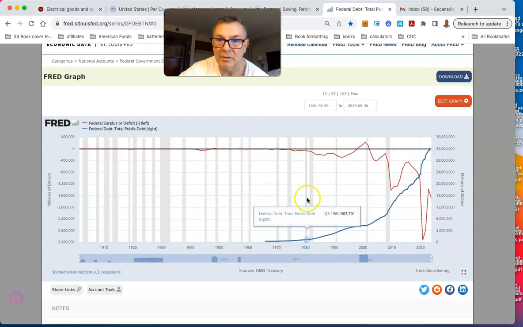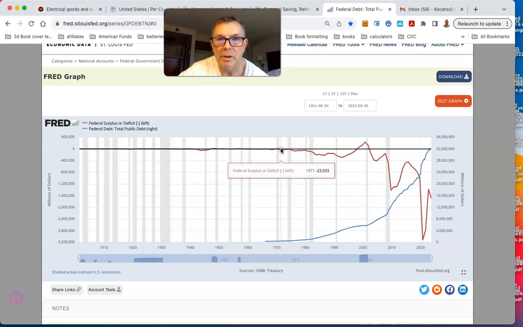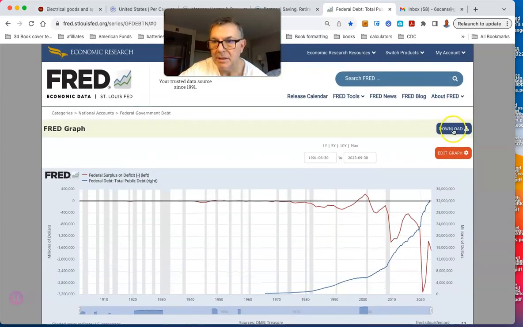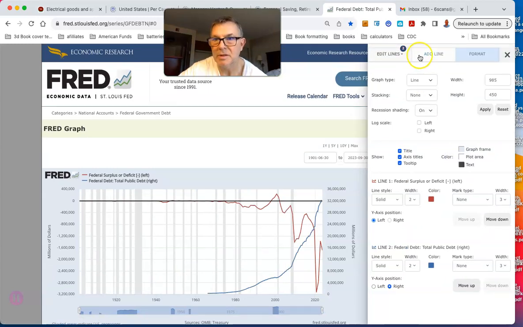So again, I was born in 1970. My whole life we've had deficits. We had debt. Deficits add to the debt. And yet again, if we go to CPI, we're going to look at it on a graph. People say, well, at some point it's going to break.